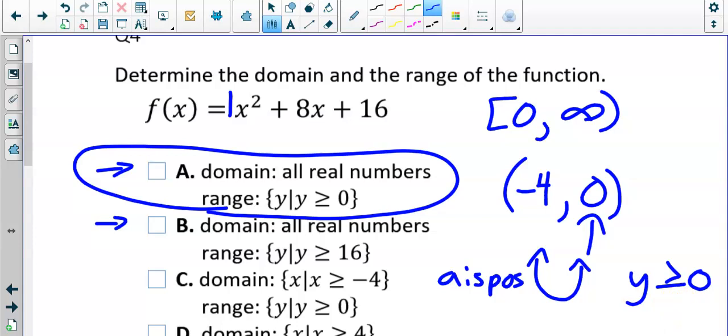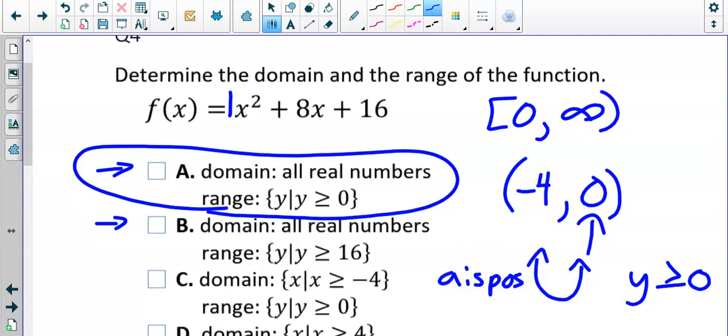Again, find the vertex like normal, and then it's all going to be about the y value. And you're either going to be greater than or equal to, or less than or equal to. How do you know which one it is? Know whether this thing opens up as a U or as an arch. And again, it's a U if a is positive. It is an arch if a is negative.